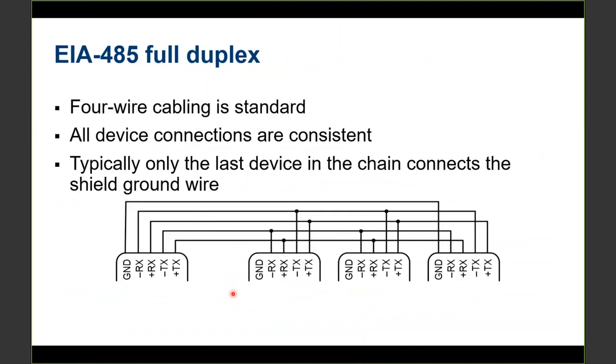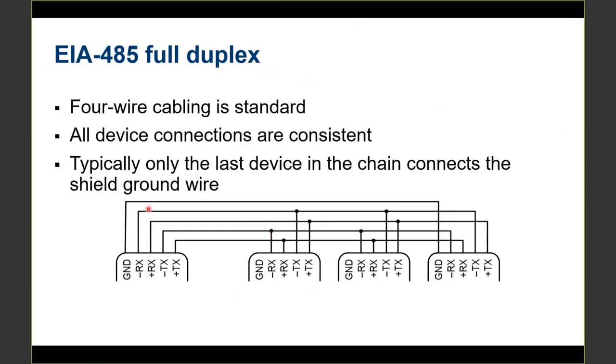For 4-wire 485, this is basically a full duplex operation. If you remember from the beginning of the presentation, full duplex means you can transmit data at the same time that you're receiving and processing data. So with 4-wire cabling, here's the standard cabling. You'll see that TX plus at the master is wired to RX plus at the slaves, or server devices. And TX minus is wired to RX minus, and vice versa.